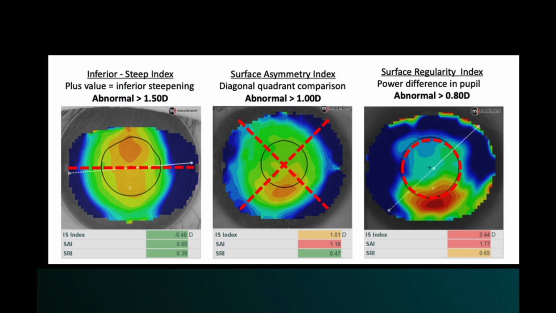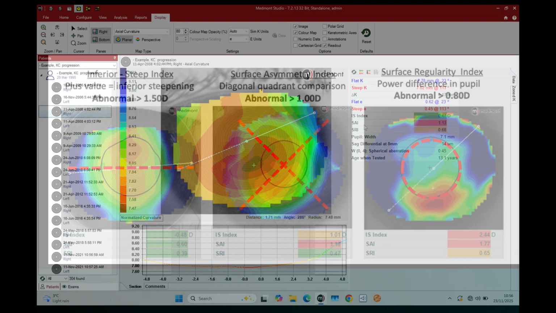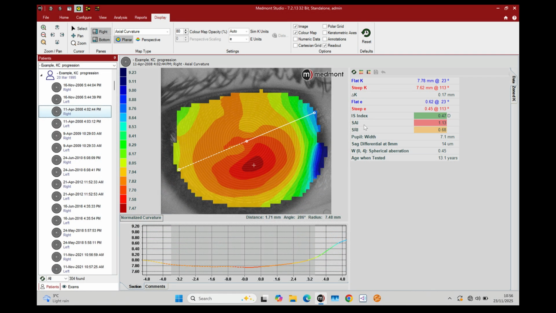Just to explain these values, so if we look at the slide, you can see the inferior steep is the power of the cornea at the top compared to the bottom. The SAI is the power in the quadrants, and then the SRI is the power around the circular pupil zone. So they all pick up keratoconus differently depending on the pattern of keratoconus that we've got. So going back to this patient, again, this is a 13-year-old patient. This is now a significant change from the previous exam, so this would now be wanting to be monitored on a 6-monthly basis. Let's have a look at the next exam.